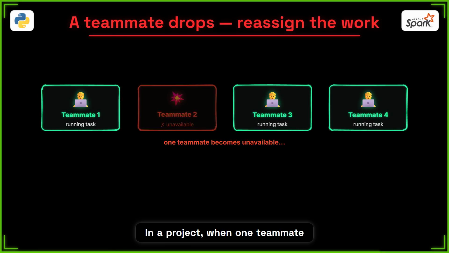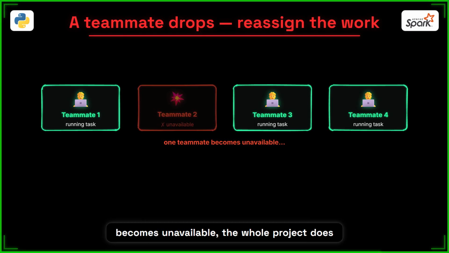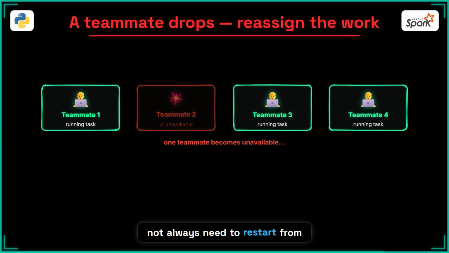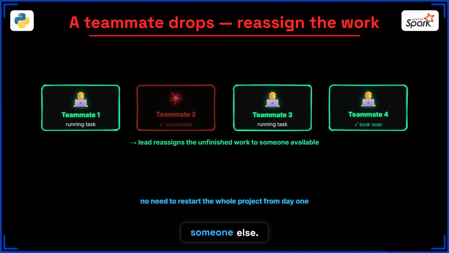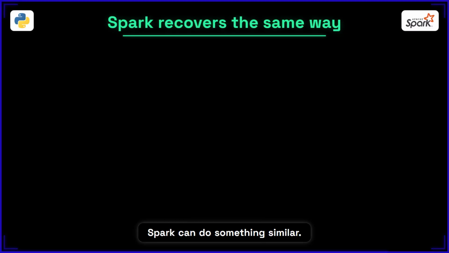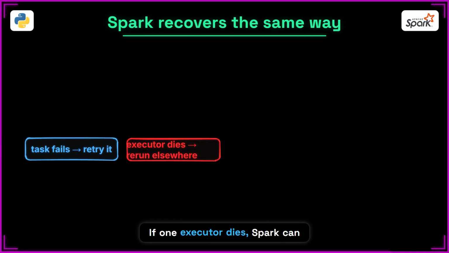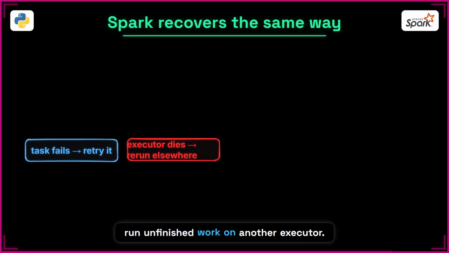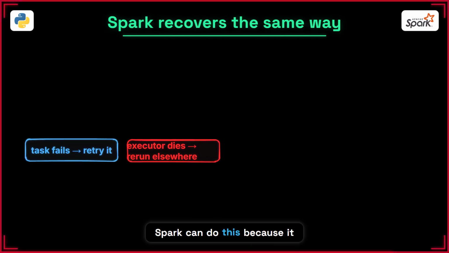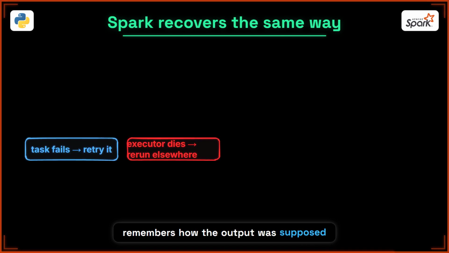Now, what happens when something fails? Let's say in our project, when one teammate becomes unavailable because of sickness or because he left the company, the whole project does not always need to restart from day one, right? The lead can see what was unfinished and assign that work to someone else. Spark can do something similar as well. So, if one task fails, Spark can retry that task, and if one executor dies, Spark can run unfinished work on another executor. And Spark can do this because it remembers how the output was supposed to be created.